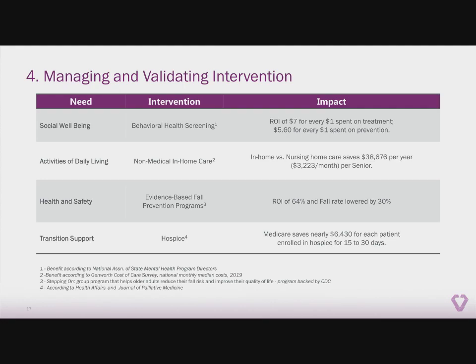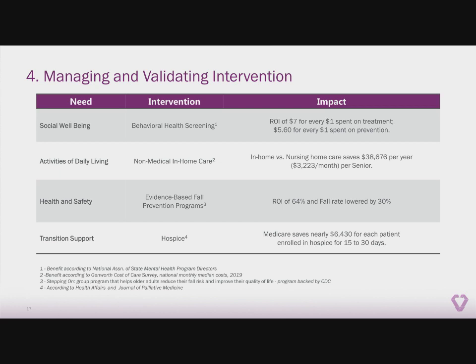I want to take a moment here to talk about the impact of these interventions. So if we stick with these 4 high-level categories, and there's many other groupings that we could look at, I want to speak to specifically the potential impact of, for example, social well-being. When we look at a study by the National Association of State Mental Health Programs, we know that when we're able to detect behavioral health issues and address those, there's an opportunity to generate a $7 ROI for every dollar spent, a significant ROI.